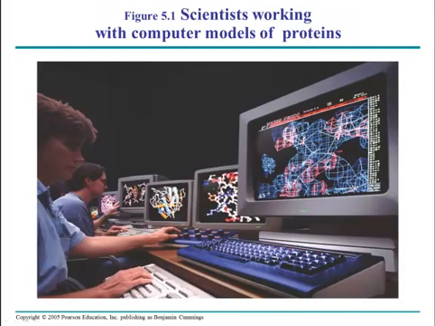We are going to see that the technologies that exist have allowed a lot of discoveries. What we're looking at here are scientists doing modeling of proteins. Proteins will be one of the four key macromolecules for our discussion.